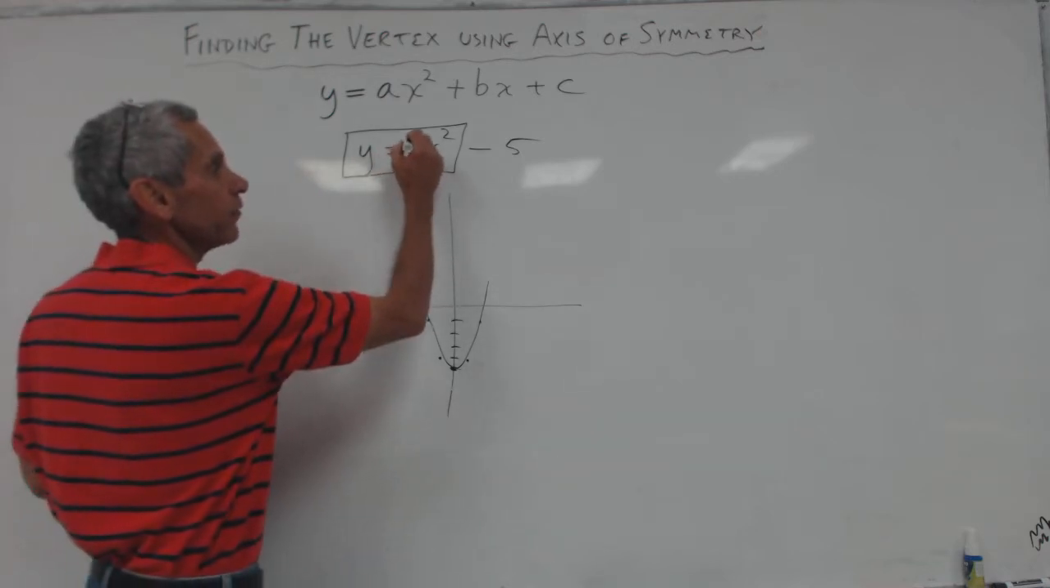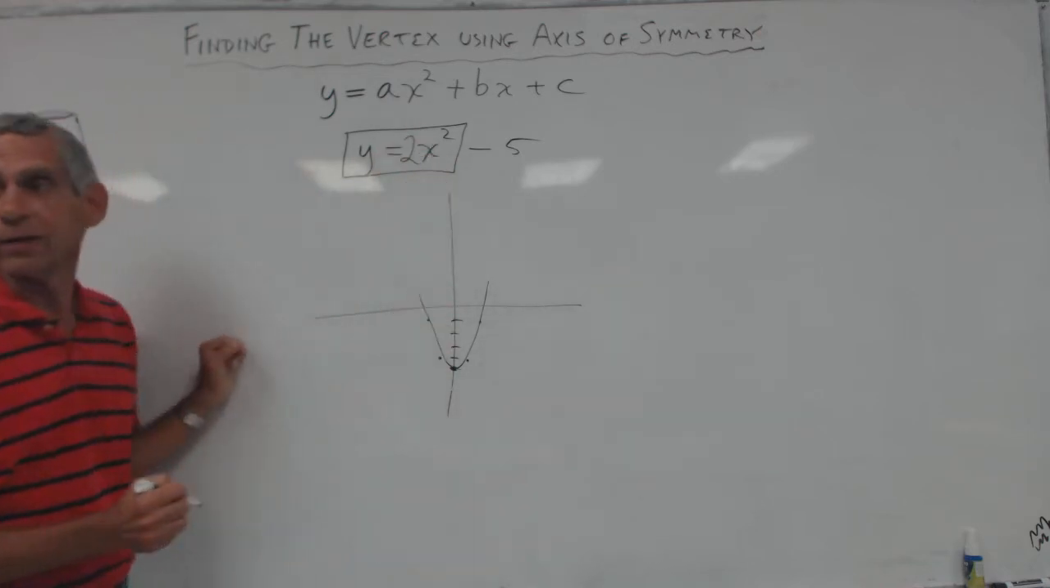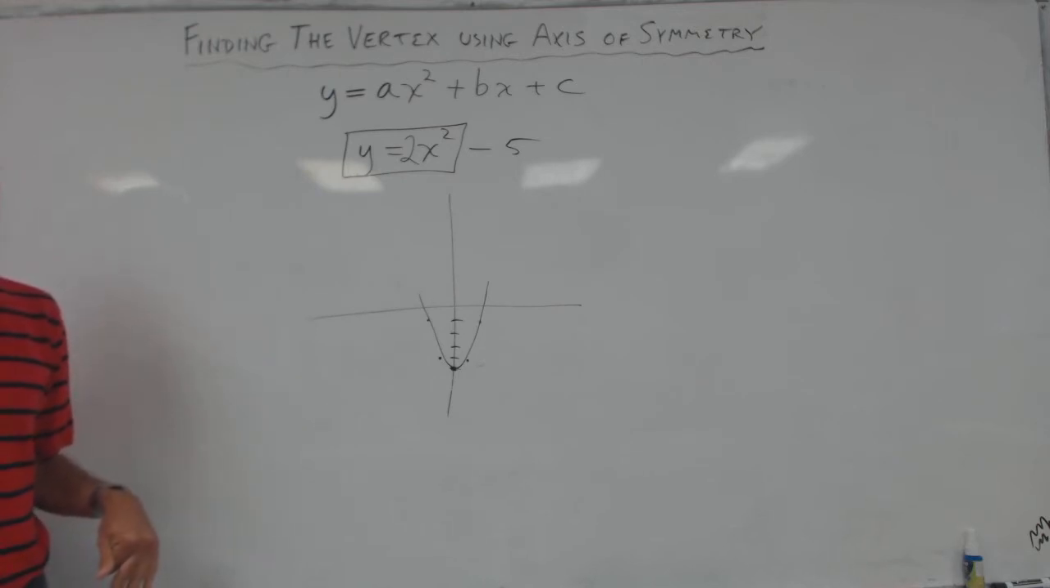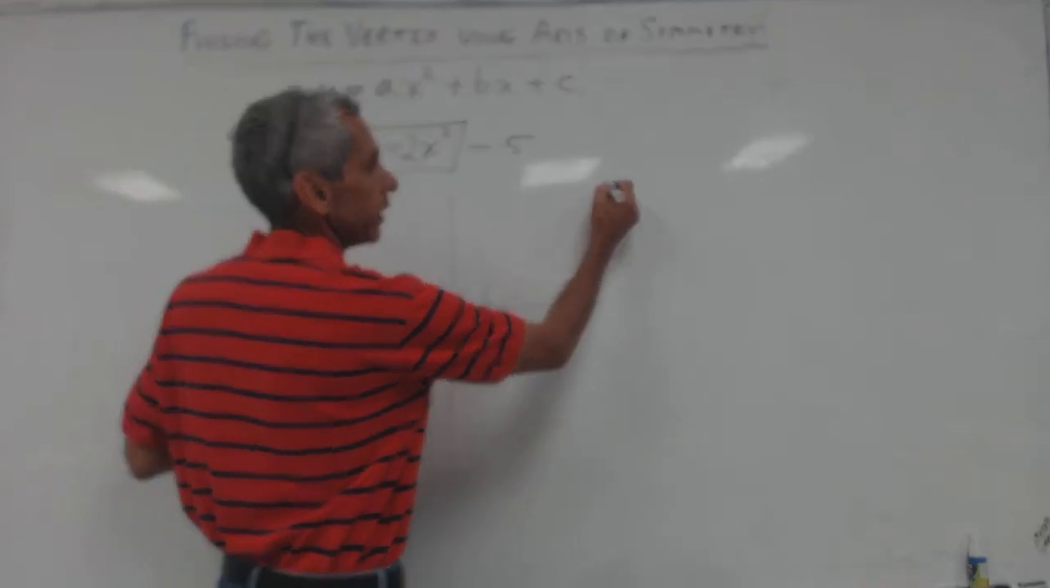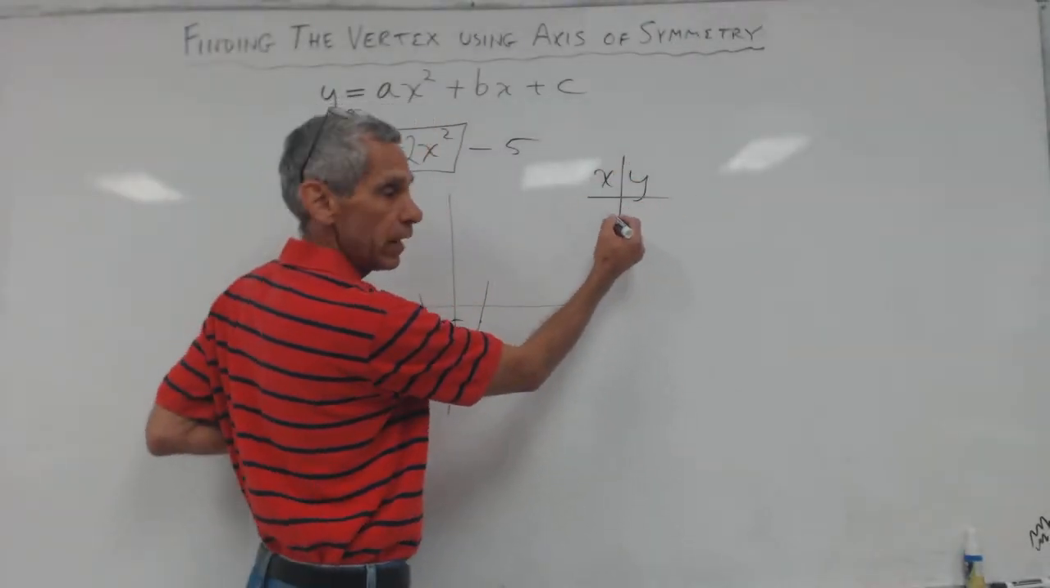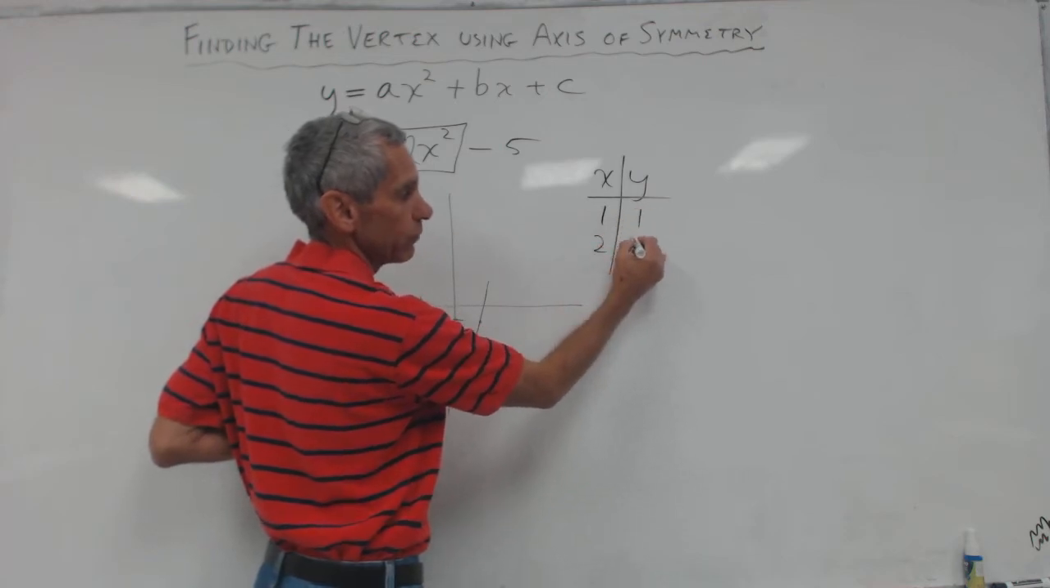What if I said y equals 2x squared minus 5? What would I have to do, Sam? You would have to double it. So you can do a T-chart. It's the typical standard parabola, guys: over 1 up 1, over 2 up 4, right?